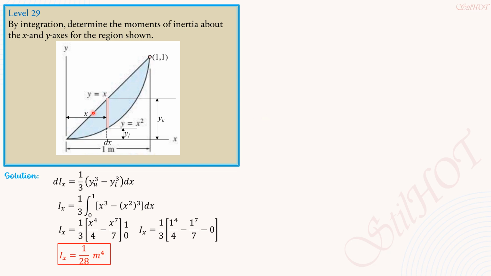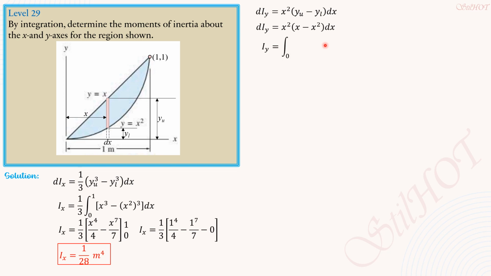So likewise, differential Iy is x squared times differential area, and the differential area, the area of the shaded orange strip, is quantity upper y minus lower y times thickness dx. So differential Iy is x squared, distance squared, times differential area, upper y minus lower y, times differential x. So again, upper y is just x, lower y is x squared. So differential Iy is x squared quantity x minus x squared dx.